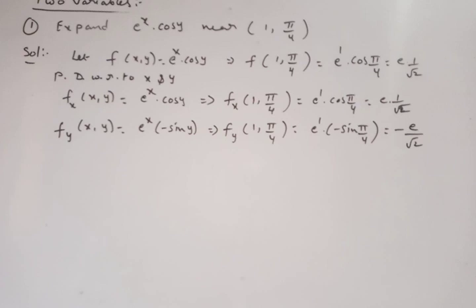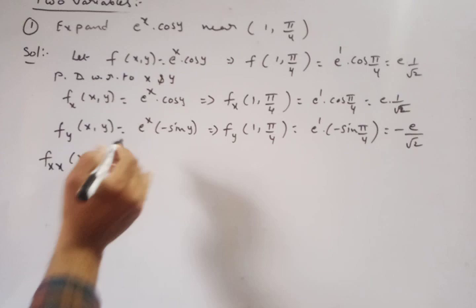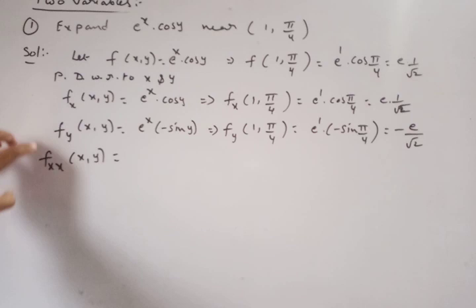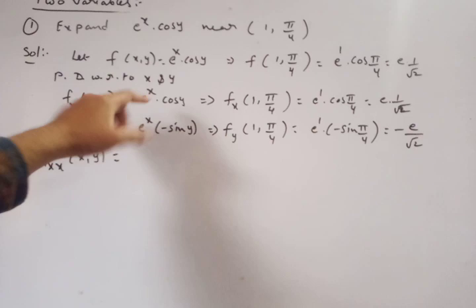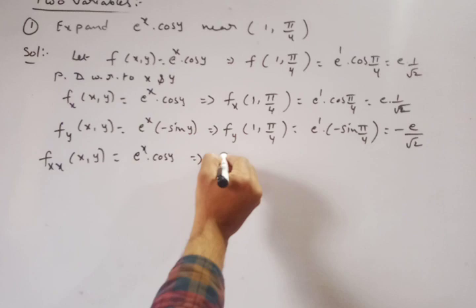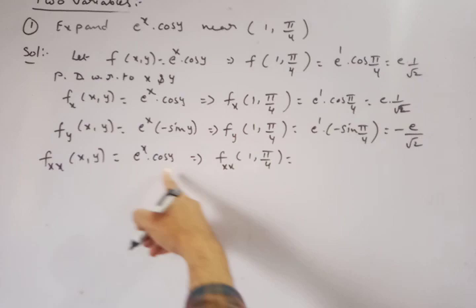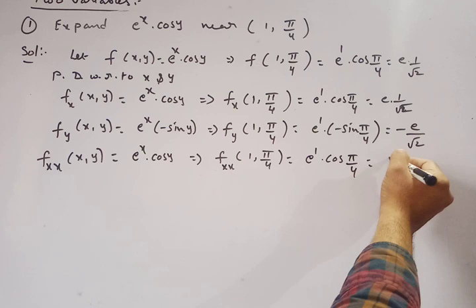Correct. Now f double x means two times partial differentiation of this function. Already we differentiated one time here. Then next, one more time, again the same differentiation with respect to x. E power x differentiation is again e power x only, into cos y. This you have to find at 1 comma pi by 4. If I substitute 1 comma pi by 4, e power 1 into cos pi by 4, cos pi by 4 is 1 by root 2, so it is e by root 2.